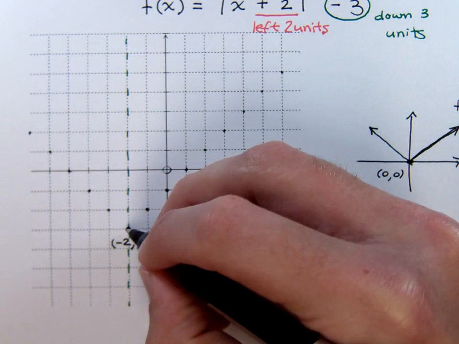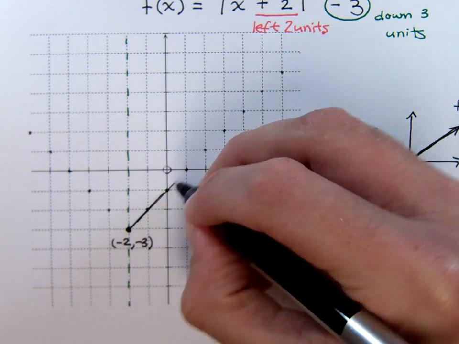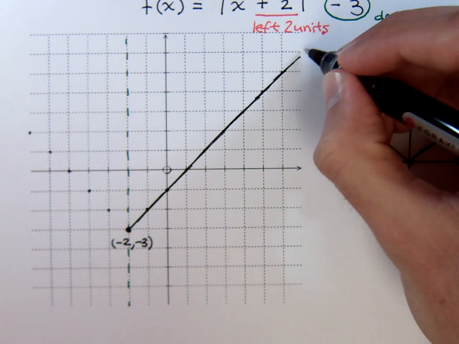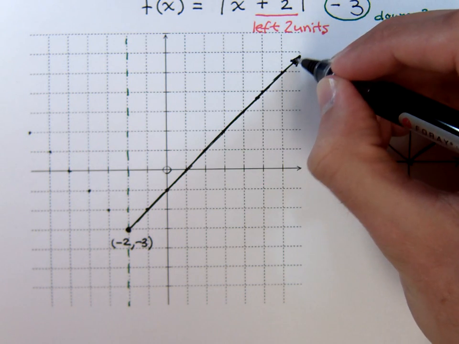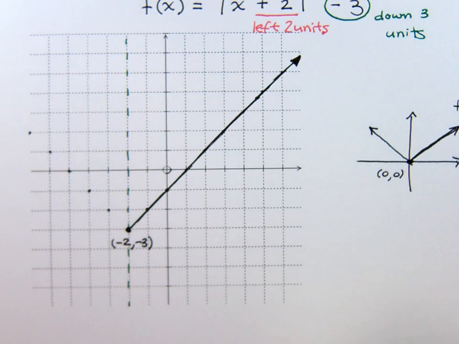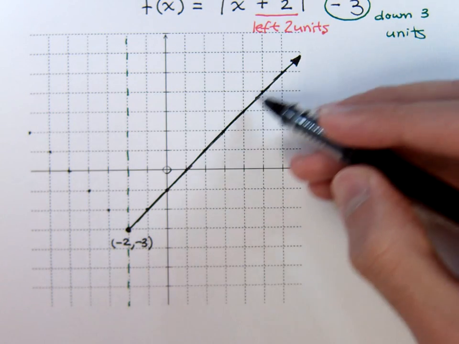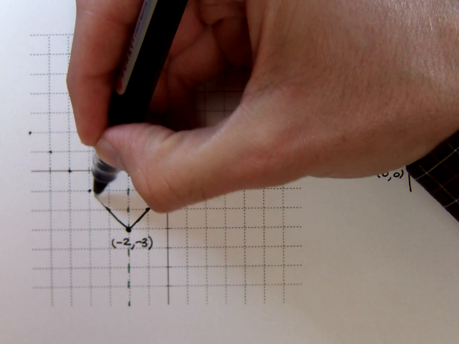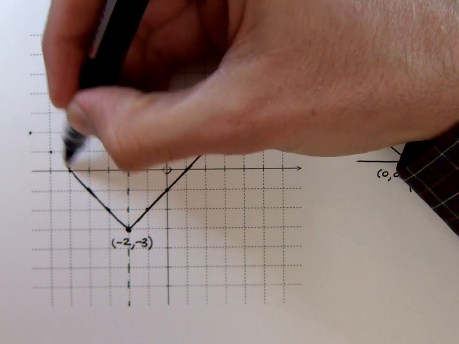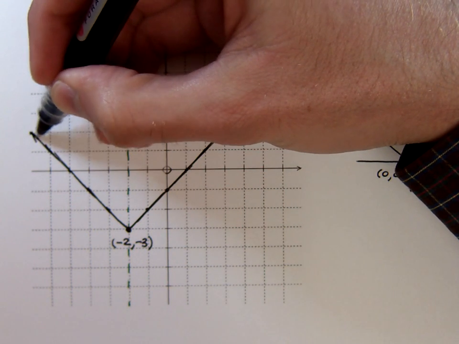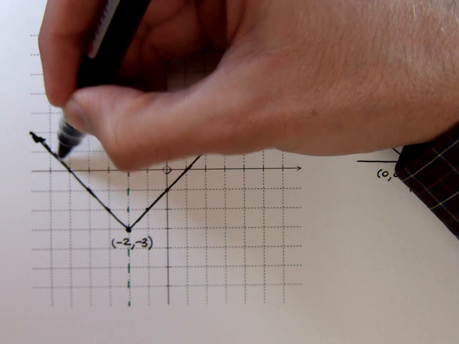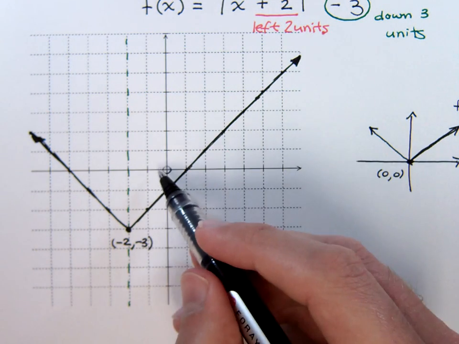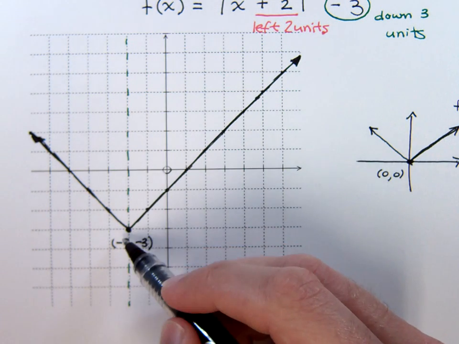So all we need to do is draw a nice curve here. Remember, you want to go all the way to the edge, and you want to put the little arrowheads at the end of it to show that we are going on forever in that direction. And then we do the same thing on the other side. And there you have it. The absolute value function that's been shifted to the left 2 and down 3 units.